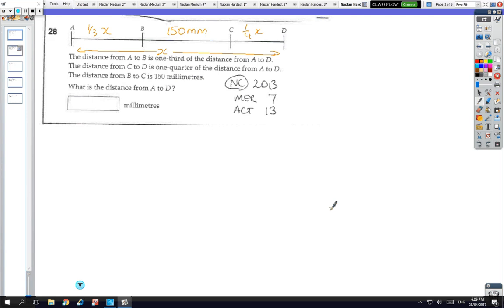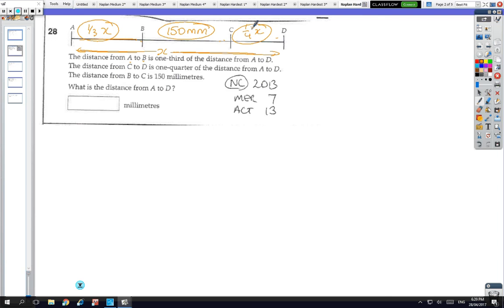Okay, so I've given you a clue on this one, just so you can see what's happening. So we've got distance from B to C is 150. The distance from A to B, this section here, is 1/3 of the total distance. So the total distance is x. I've got 1/3 x. And the distance from C to D is 1/4 of the total distance. So there's a clue to start with, and that's all you get. So see how you go.